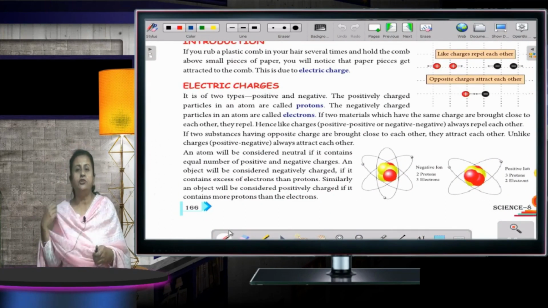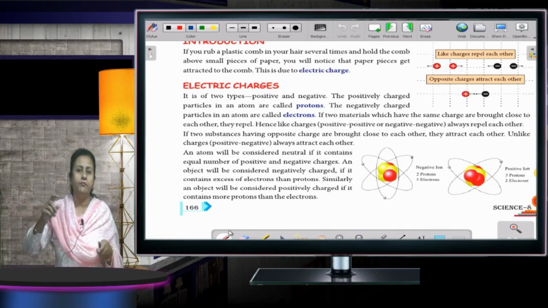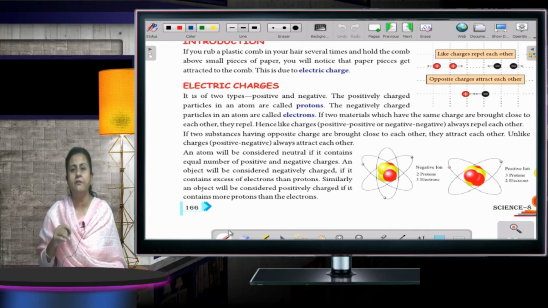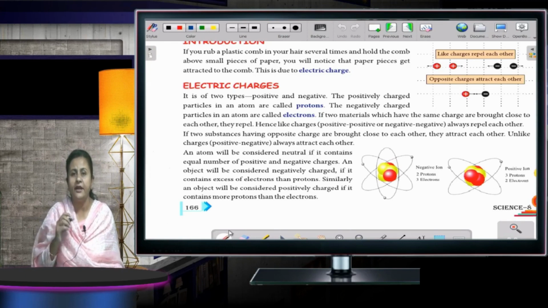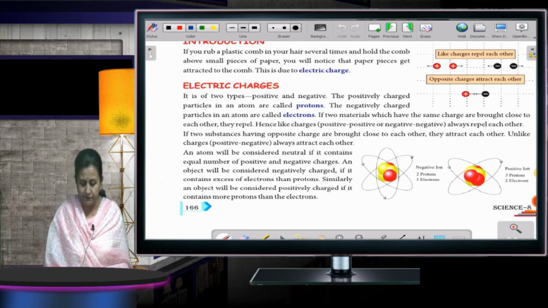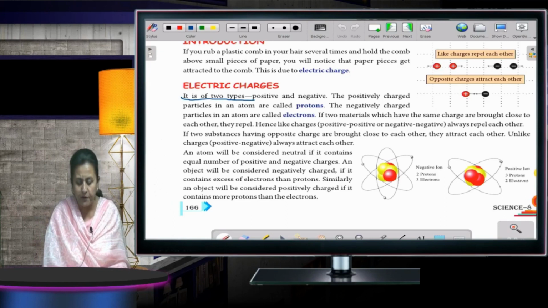Electric charge, as I told you, is when you rub the comb against your hair and then bring the comb back in contact with the small pieces of paper that you have torn. And what is happening? The papers are getting attracted towards the comb. That is electric charge. Now, if I talk about electric charges, there are two types of electric charges, children. One is positive and the other one is negative.